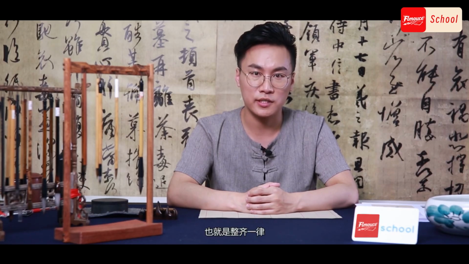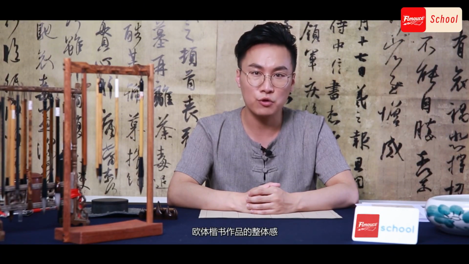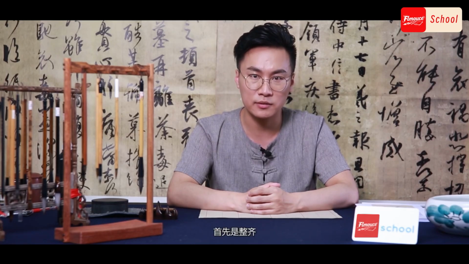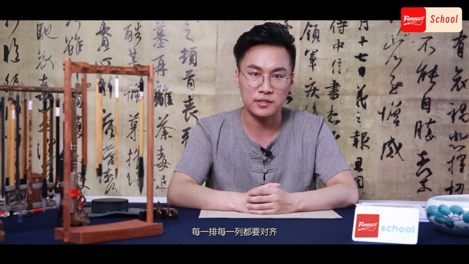First, its neatness and uniformity. When we look at a calligraphy work, we should first look at the overall effect. The overall feeling of Ouyang Xun's regular script is neat and cannot be messy. The distance between characters and lines should be uniform. Every row and column should be aligned, giving people a stable and solemn visual effect.